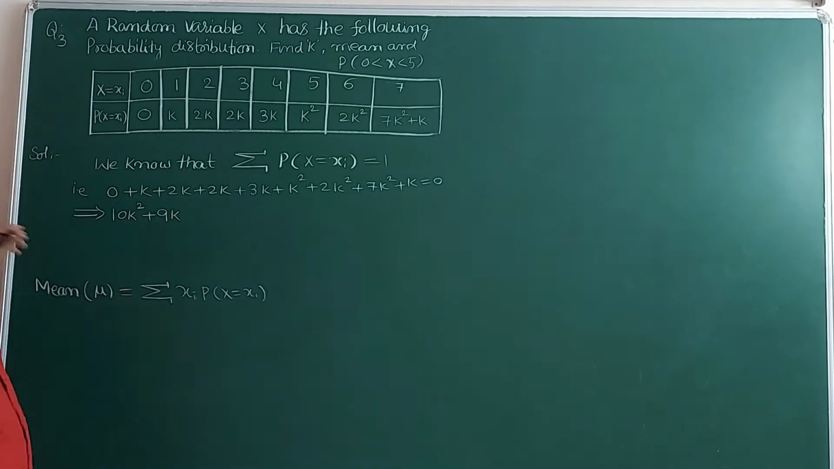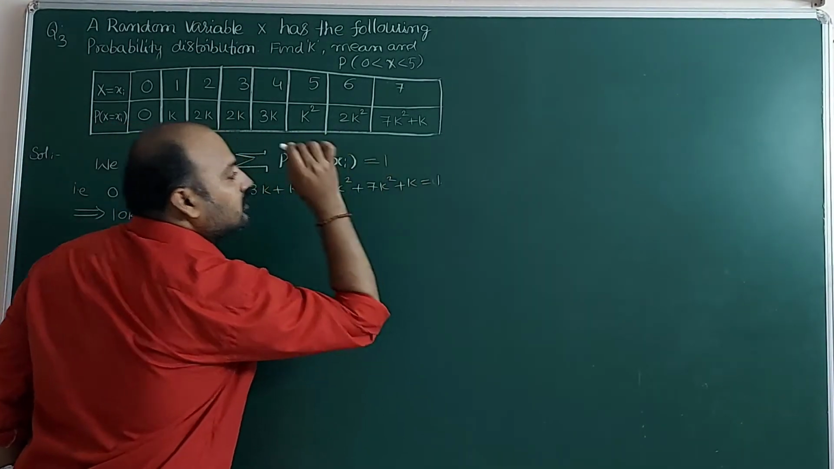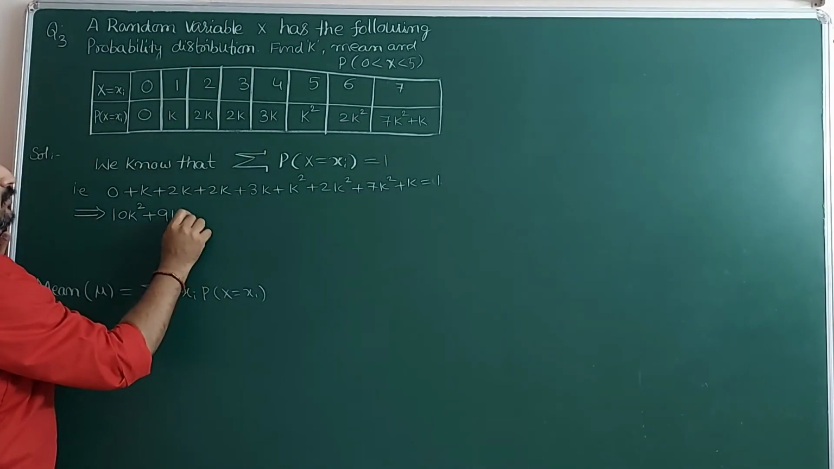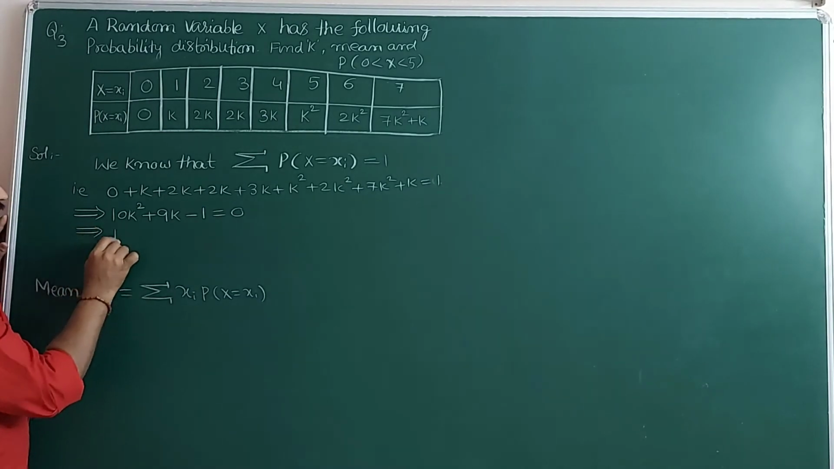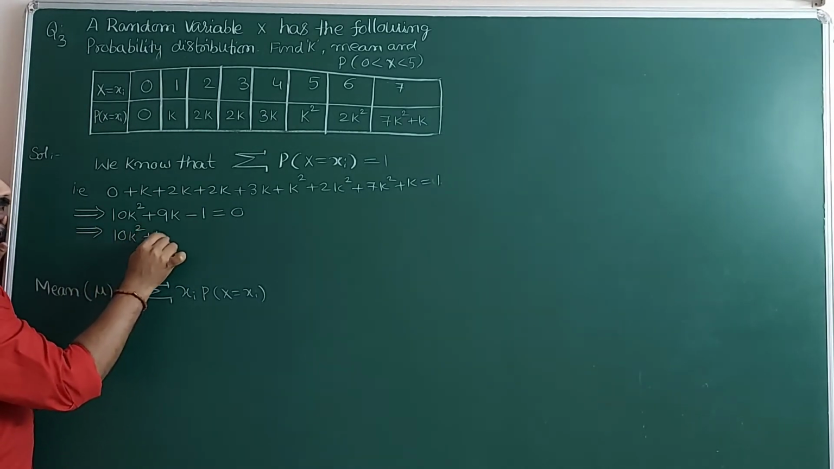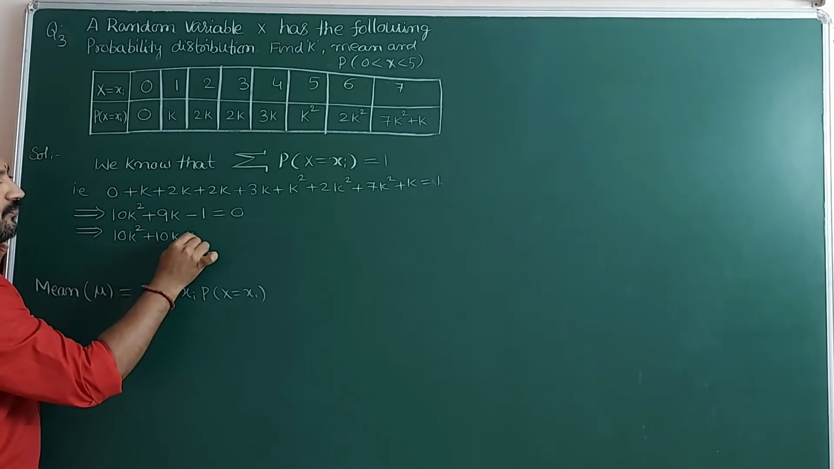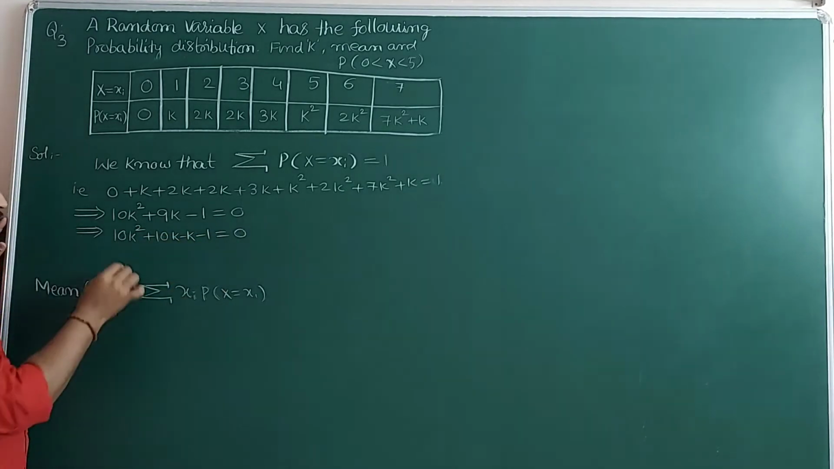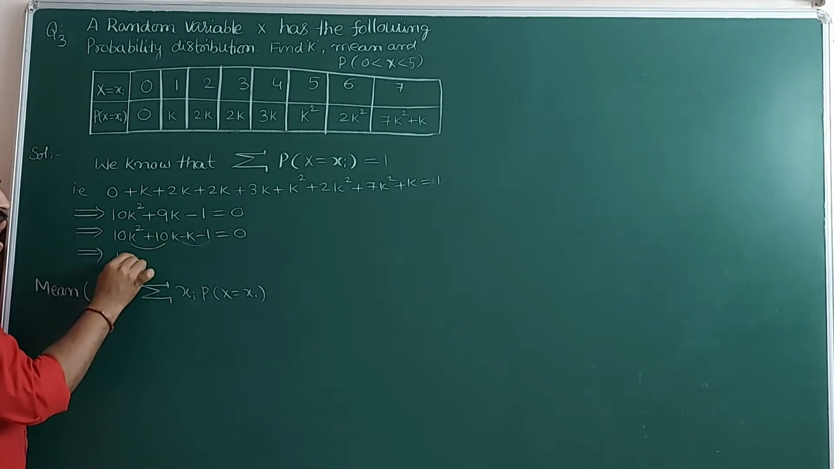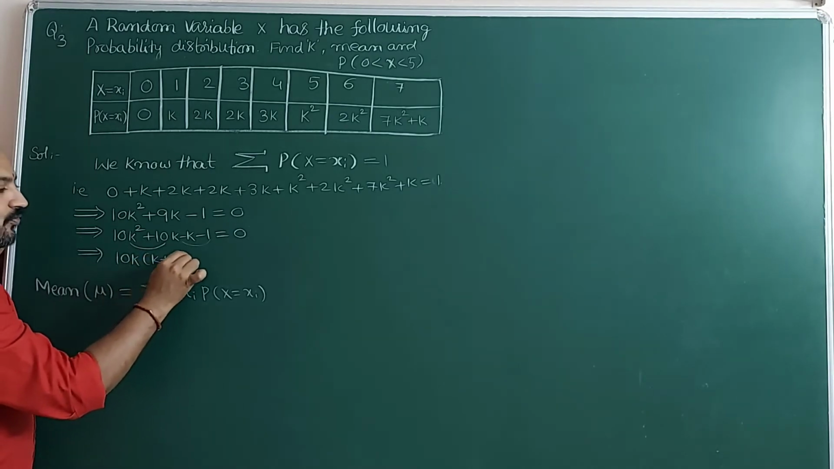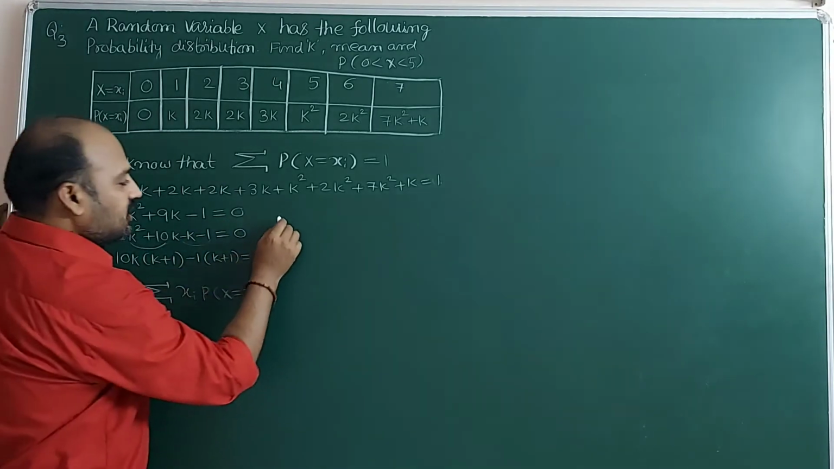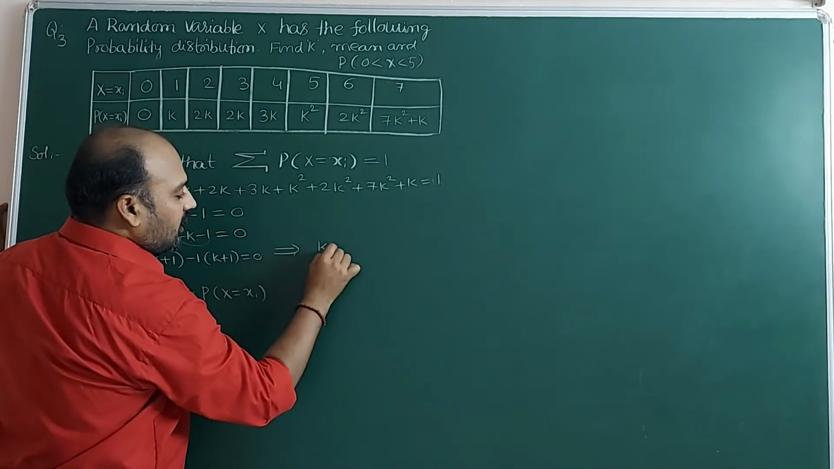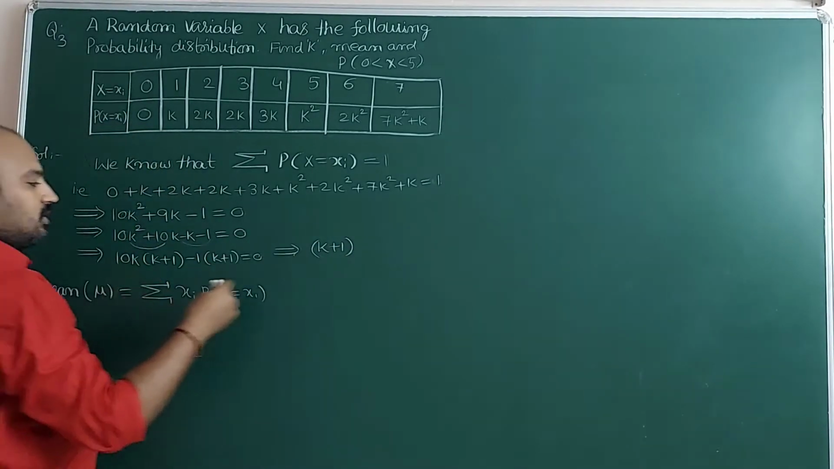Sorry, the sum of the probabilities is equal to 1, so we take that 1 to this side: minus 1 equal to 0. Now factorization: 10k square plus 9k minus 1 can be written as 10k square plus 10k minus k minus 1 equal to 0. From these two take 10 common, from these two take minus 1. So 10k into k plus 1 minus 1 into k plus 1 is equal to 0. Taking k plus 1 common, k plus 1 into 10k minus 1.